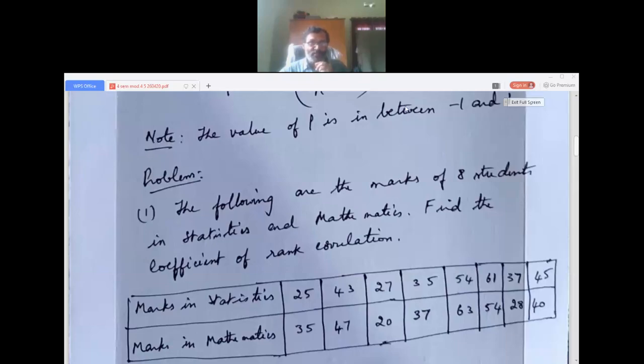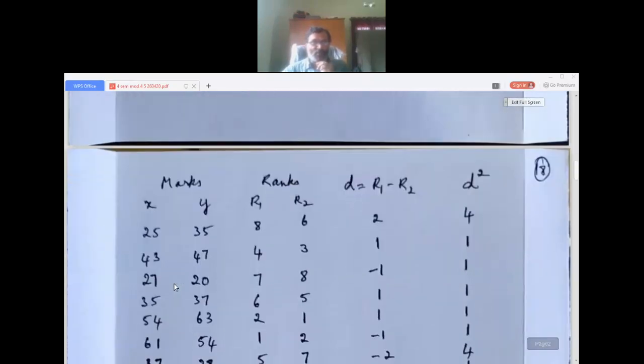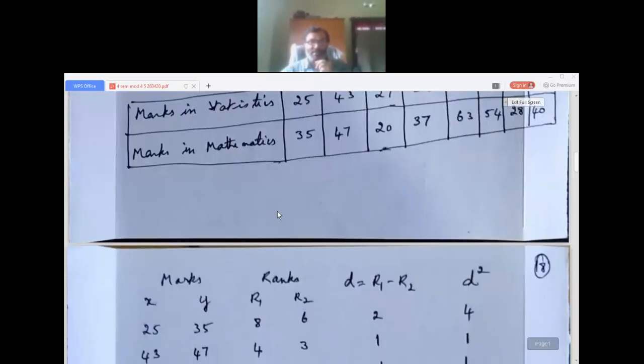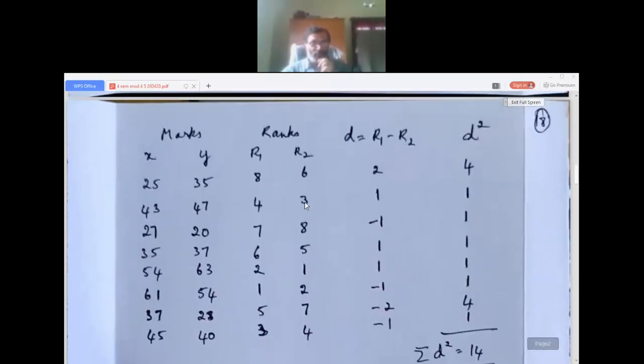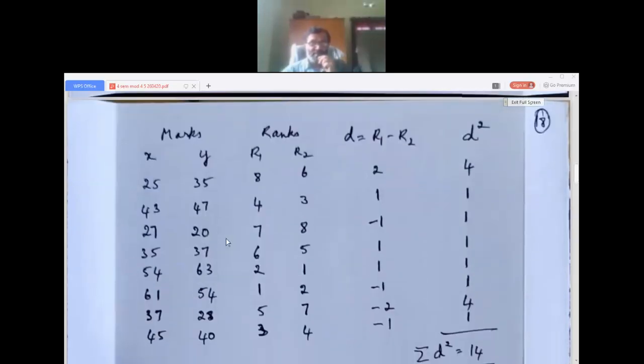So see the columns, how it has to be done. First we write the marks. In the first column we write X, in the second column we write Y. We have taken marks in statistics as X and marks in mathematics as Y. So X is 25, 43, 27, 35, 54, 61, 37 and 45, and Y is 35, 47, 20, 37, 63, 54, 28 and 40.